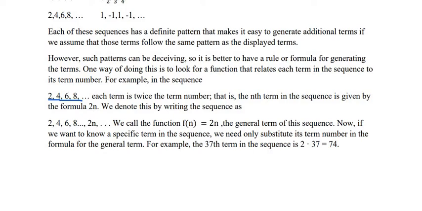Now, if we want a specific term in the sequence, we just need to substitute its term number in the above formula. So, for example, the 37th term in the above sequence is 2 times 37, that's 74.